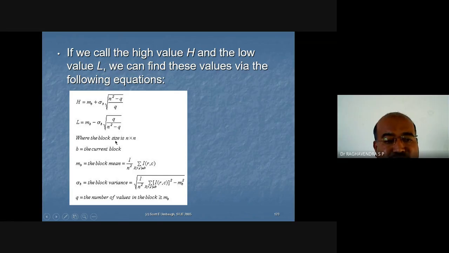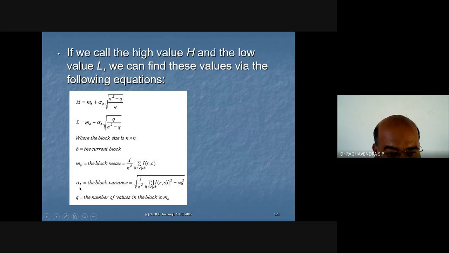Next, we have to choose the block size. In general, it will be given as n cross n. So it may be 4 cross 4, 8 cross 8, so that is what we have to choose. Next, B is the current block. MB is nothing but the block mean. Block mean is given by 1 by n square into summation of L of R comma C. L means gray level value, R means row, C means column.